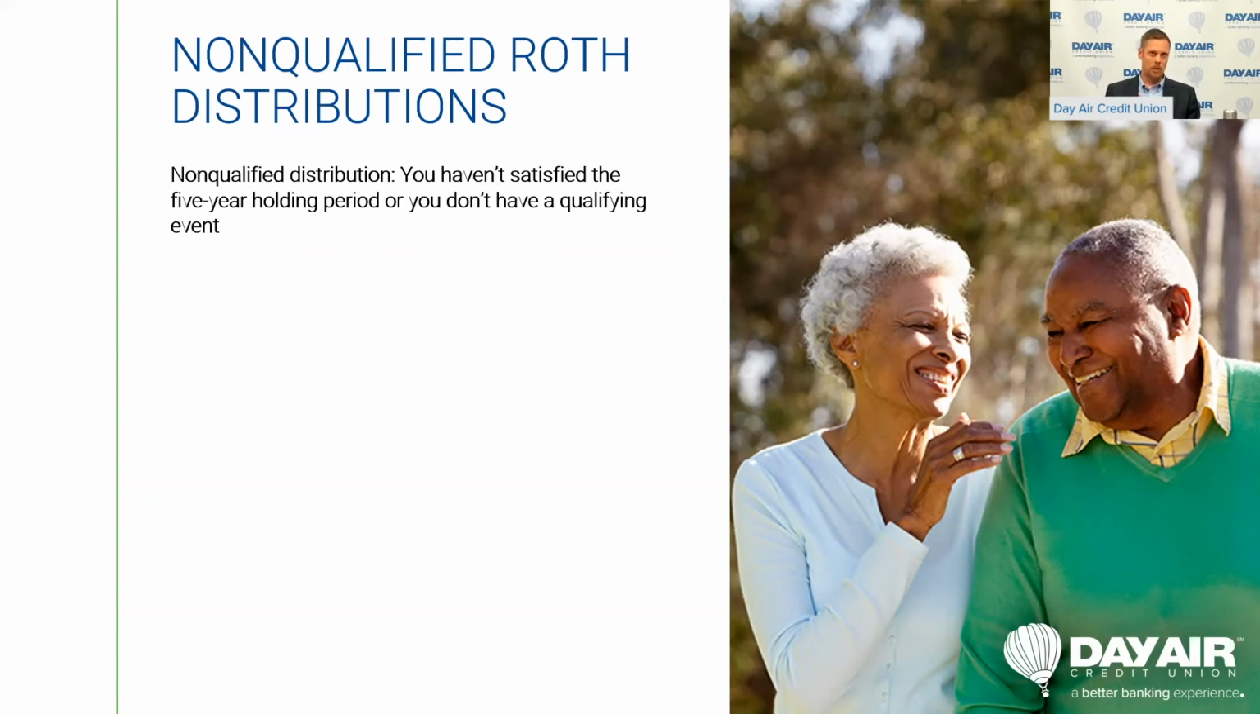The 5-year holding period, though, is to satisfy the earnings. So there's no 10% penalty, but you could pay ordinary income taxes even after age 59 and a half if the 5-year holding period is not satisfied.